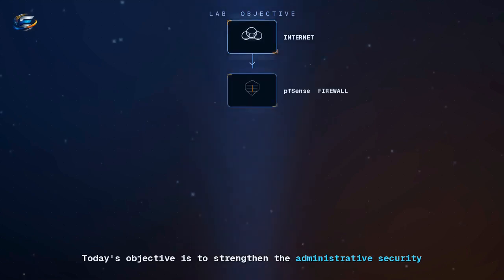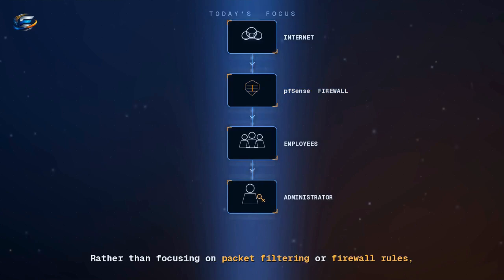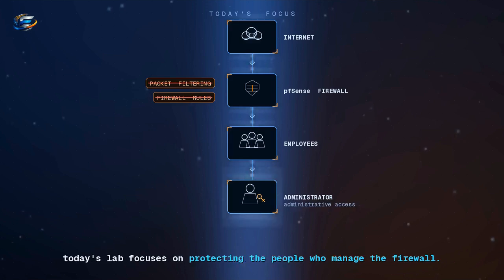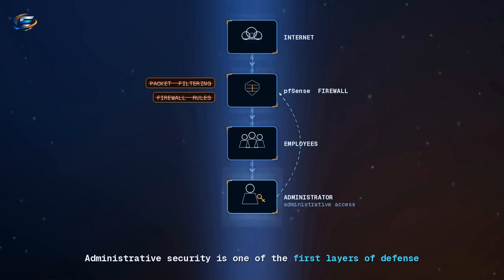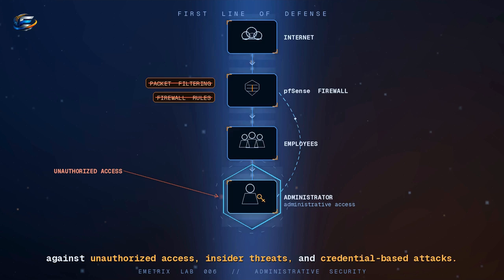Today's objective is to strengthen the administrative security of a pfSense security appliance. Rather than focusing on packet filtering or firewall rules, today's lab focuses on protecting the people who manage the firewall. Administrative security is one of the first layers of defense against unauthorized access, insider threats, and credential-based attacks.